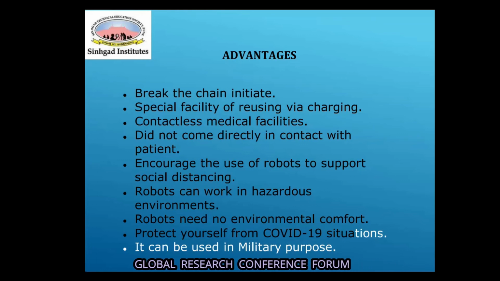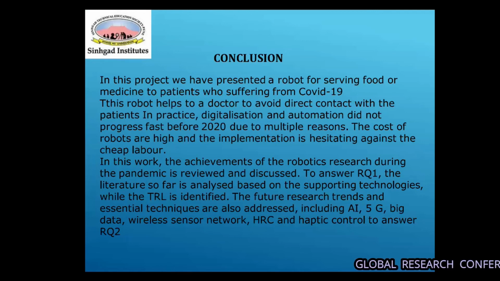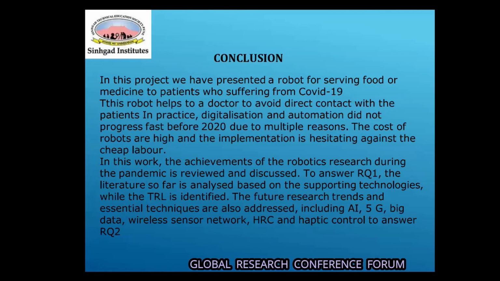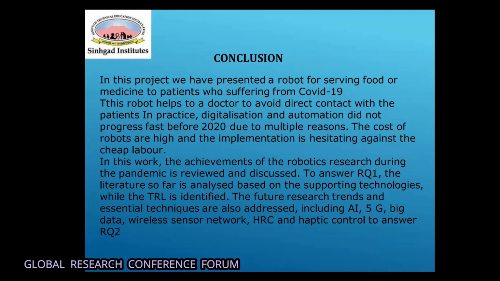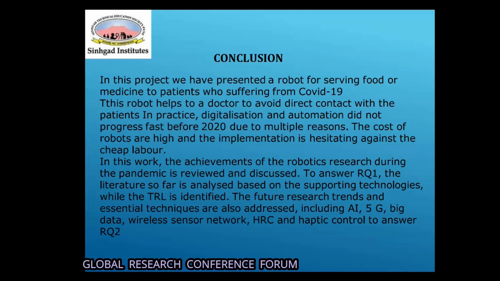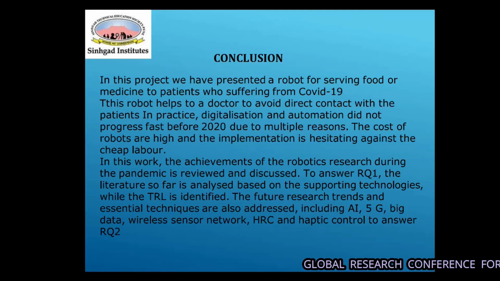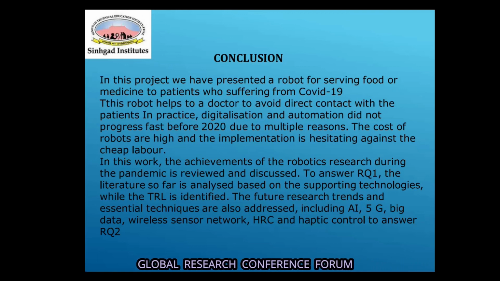These are the advantages. Conclusion: in this project, we have presented a robot for serving food or medicine to patients who are suffering from COVID-19. This robot helps doctors avoid direct contact with patients. In practice, digitization and automation did not progress fast before 2020 for multiple reasons. The cost of robots is high, and implementation faces resistance from cheap labor.